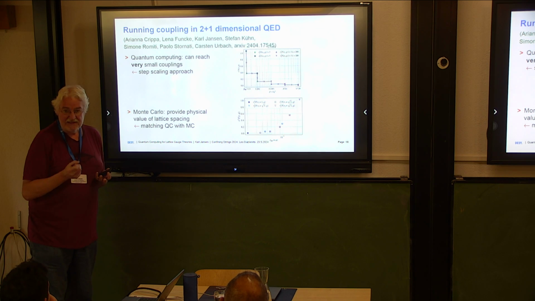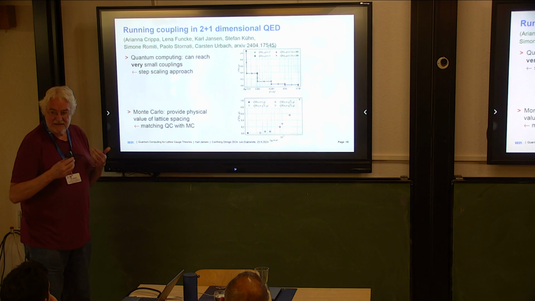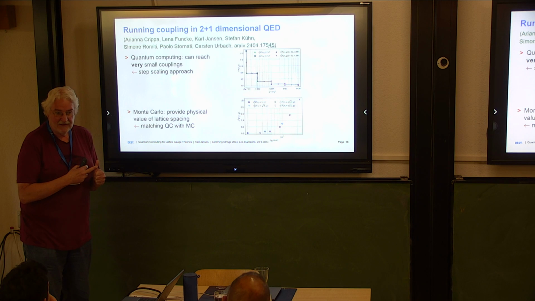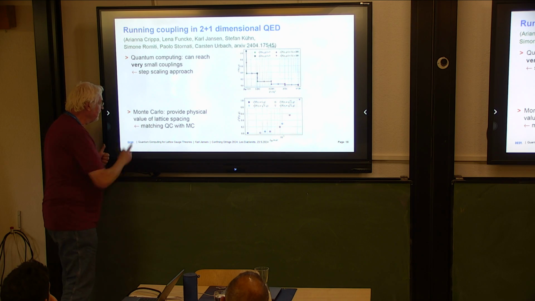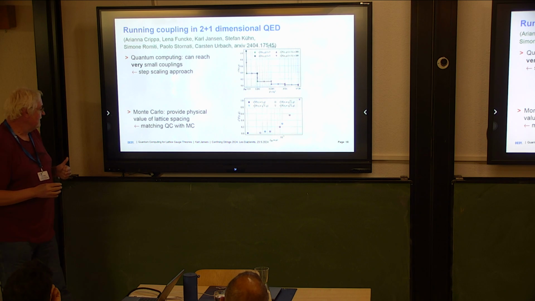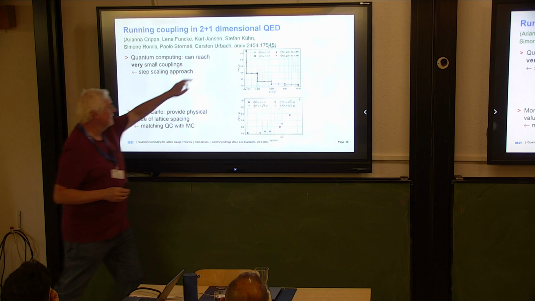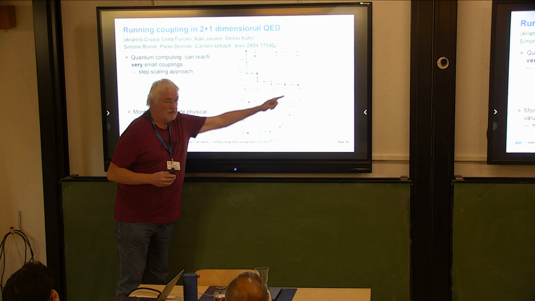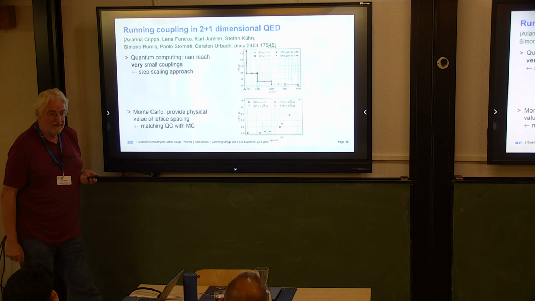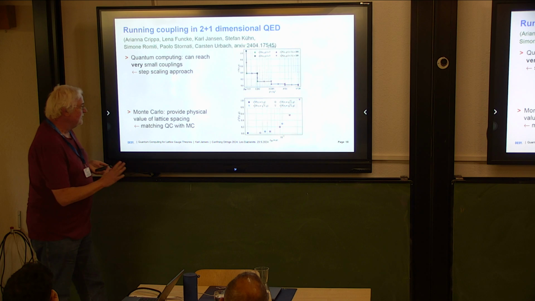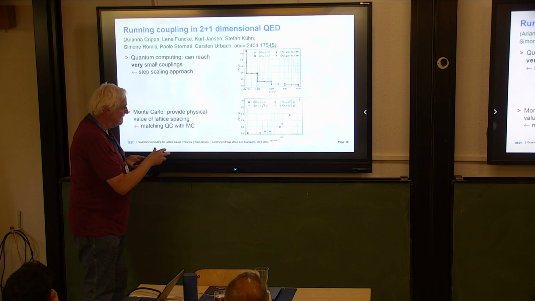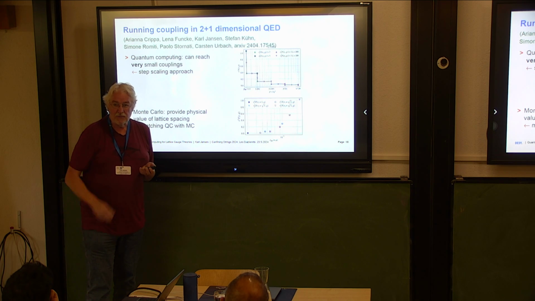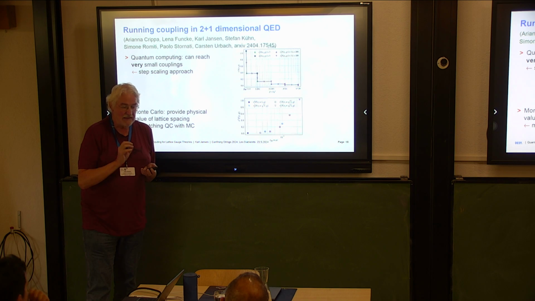In order to get a physical value of this, we need as an input the physical value of the lattice spacing. For this, we are doing Monte Carlo simulations that give us the value of the lattice spacing at this point here, and then through this step scaling procedure, we can carry it through to all the beta values that we have. It would be a talk by itself, but I just wanted to show you that at the moment we can combine quantum computing with Monte Carlo simulations to really extract quantities in physical units.